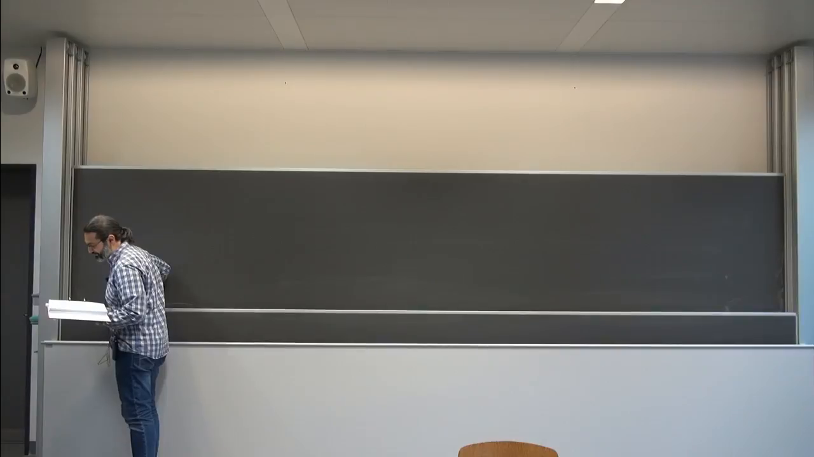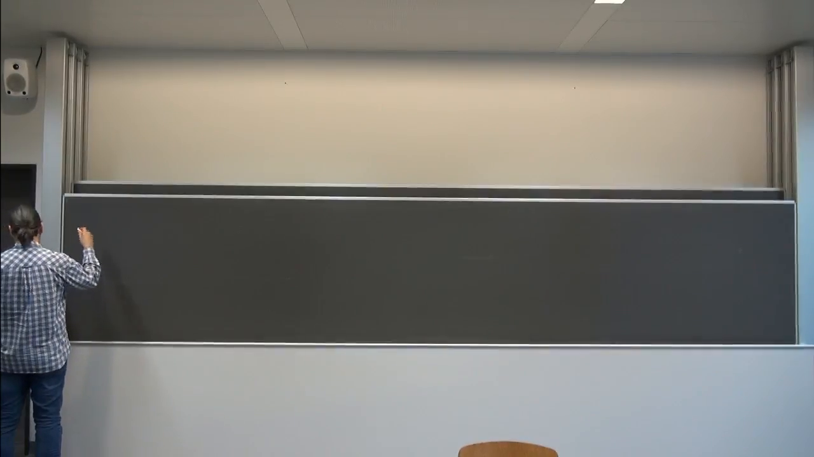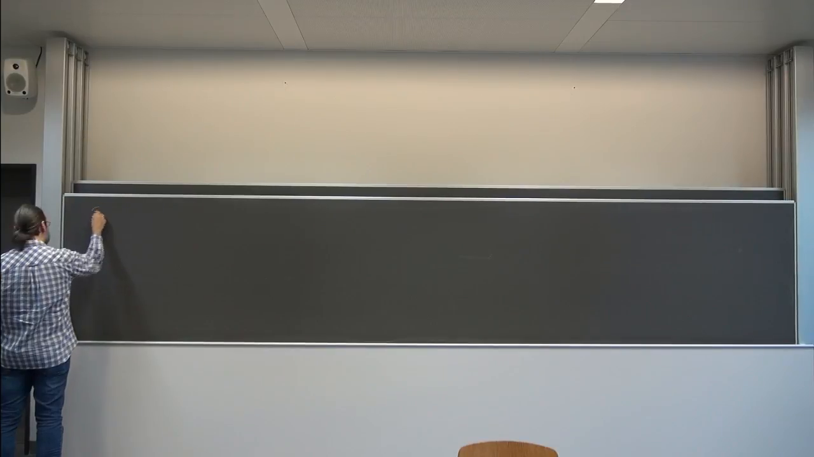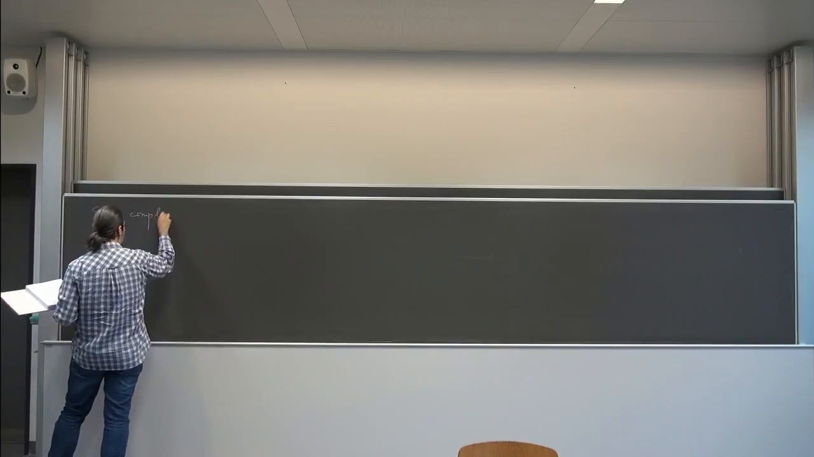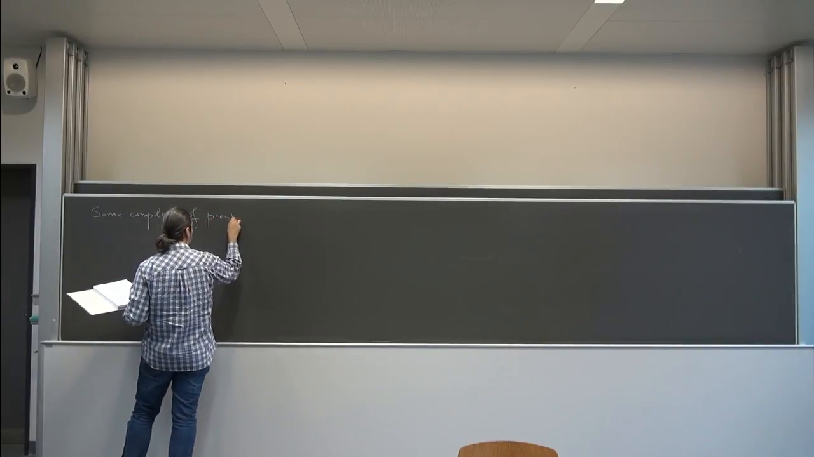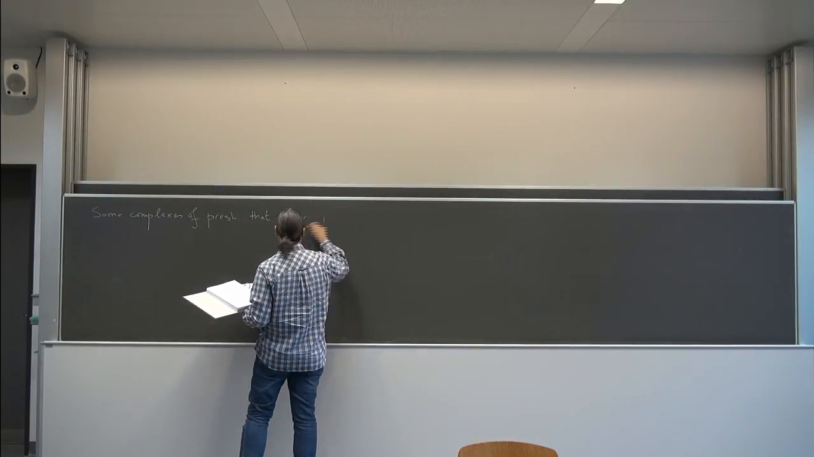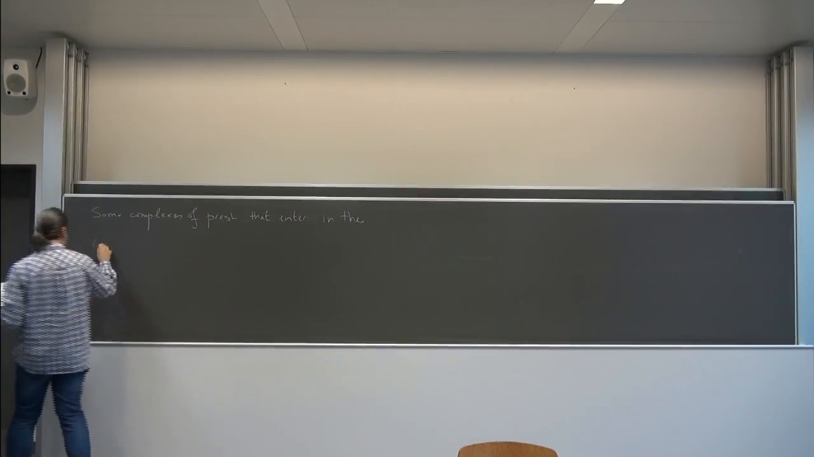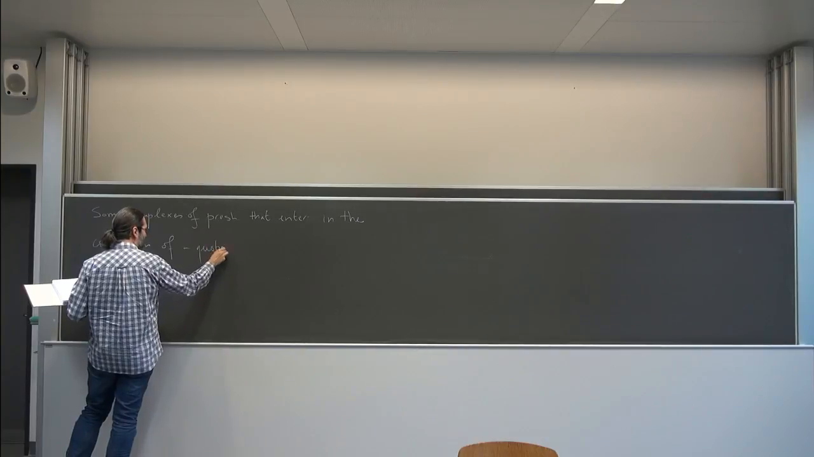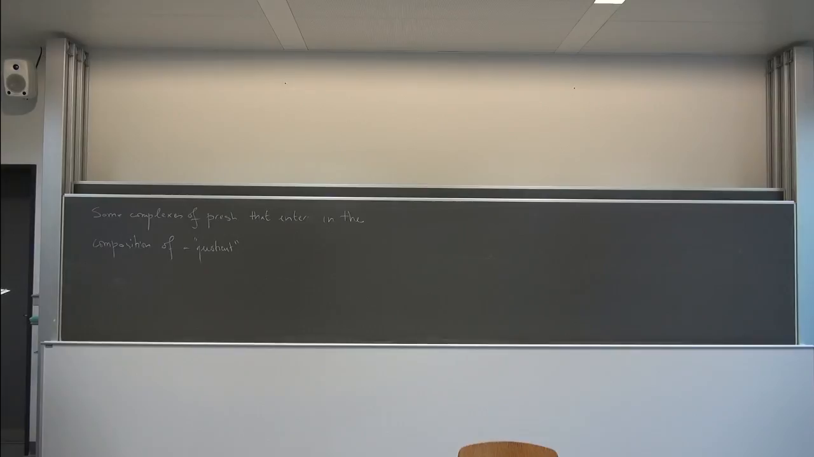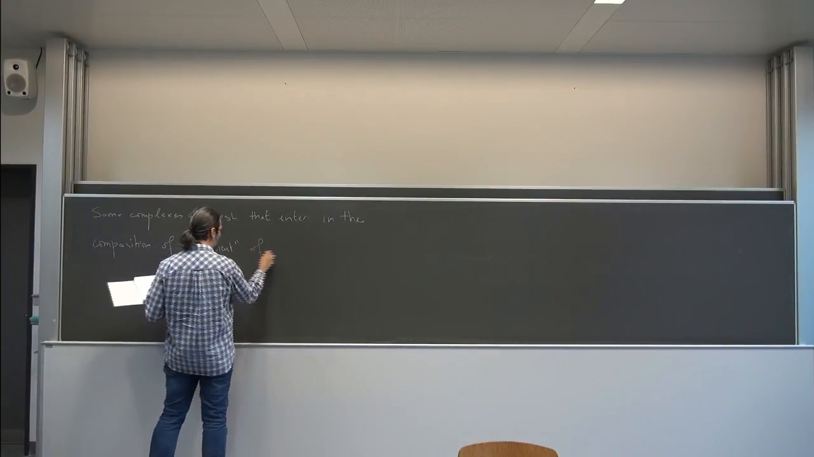So as usual, I start by reminding you a little bit about what you were doing last time. So I think I can start here. Okay, so we have seen in the previous lecture that some complexes of presheaves that enter in the composition of some particular quotient. Of course, here quotient is in quotation, so just something that goes from omega, so quotient of omega, the T spectrum omega.